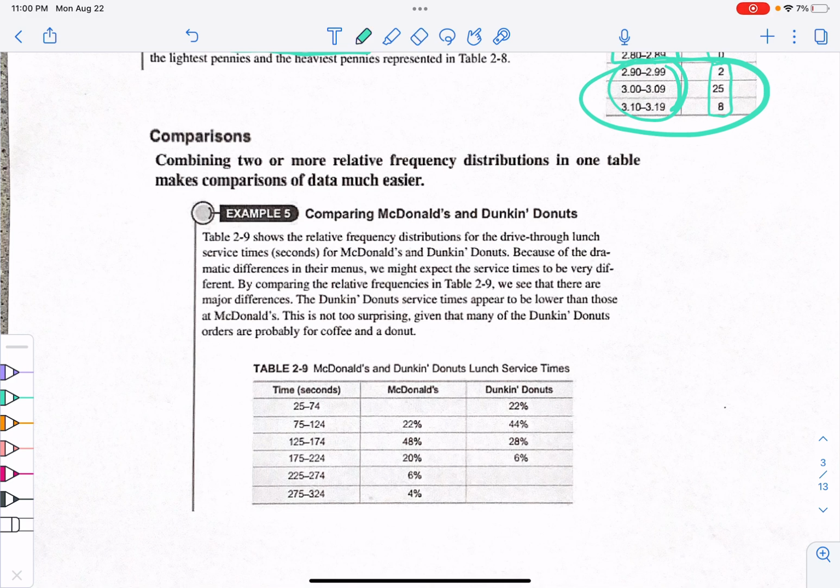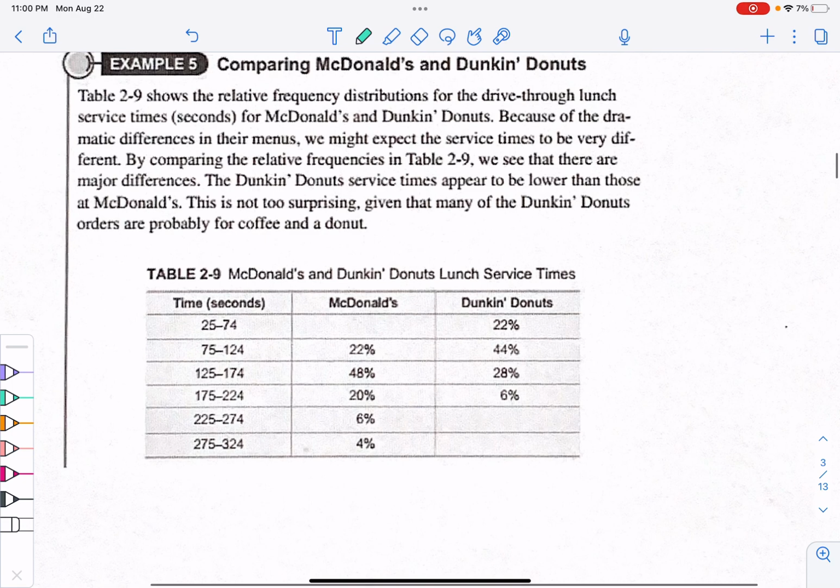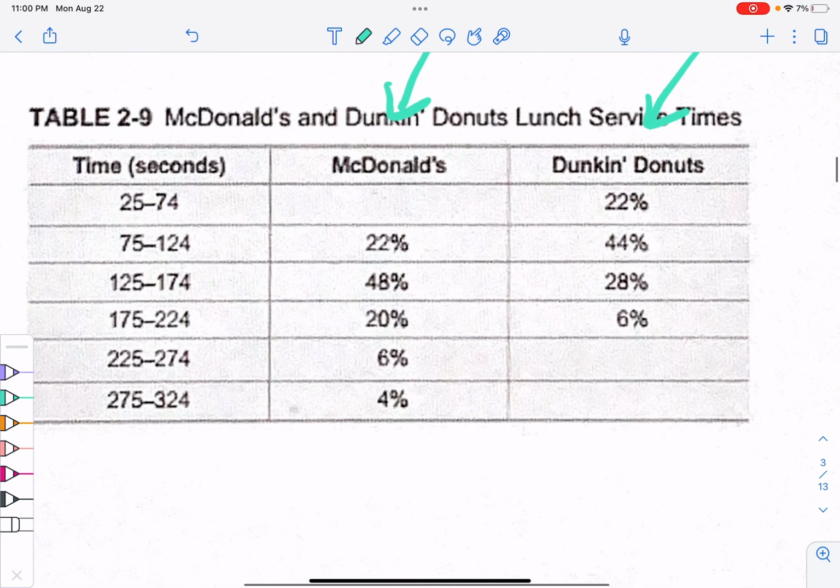All right, and then the last thing that we can do with a frequency distribution is we can compare 2 sets of frequency tables to come up with some conclusions. So not only did we do McDonald's data, but we also did Dunkin' Donuts data. So we're talking about like drive-through lines and how much time you're waiting in line at McDonald's versus how much time you're waiting in line at Dunkin' Donuts, okay? So 22% of people waited between 25 and 74 seconds to get their items at Dunkin' Donuts, okay? 44%, or the majority, are waiting between 75 and 124, okay? Like a lot of them are waiting that amount of time, okay?